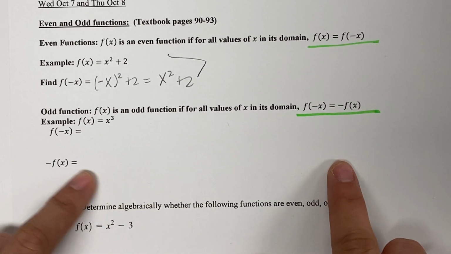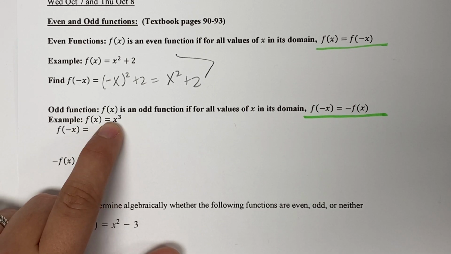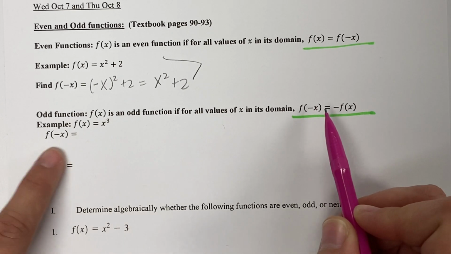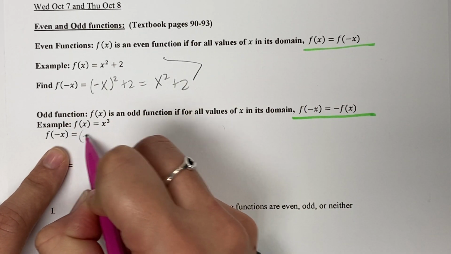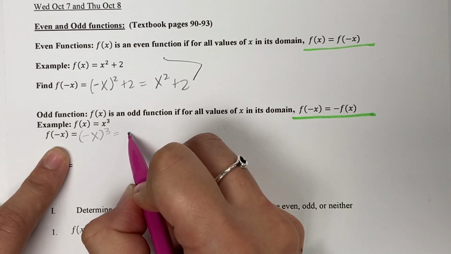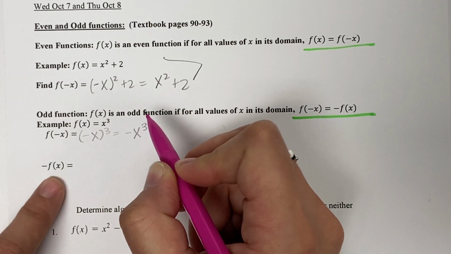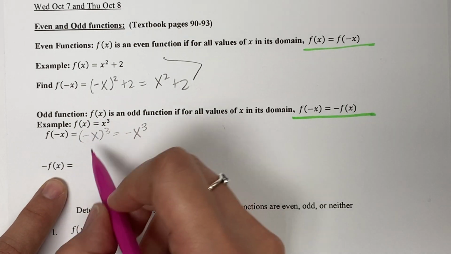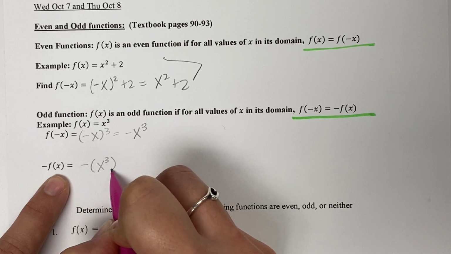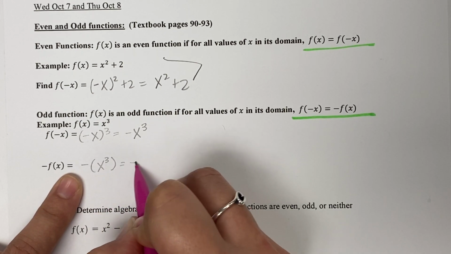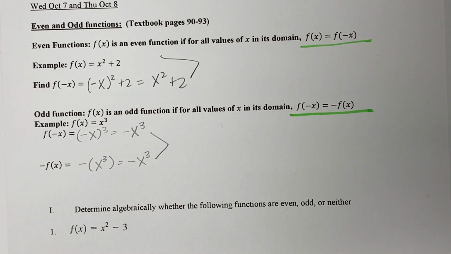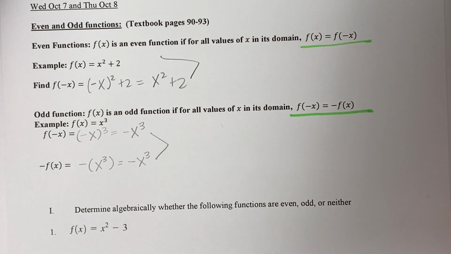So now let's do odd. We're given a function, x cubed, and now I have to find both of these to see if they're equal. So if I plug in a negative x to the function, a negative number cubed is still negative. Now this is different because you're gonna take the negative, then write your whole function. So distribute your negative, and these are the same. So it's odd. Okay, so that's how to determine even or odd.